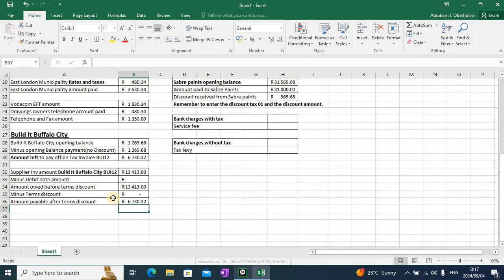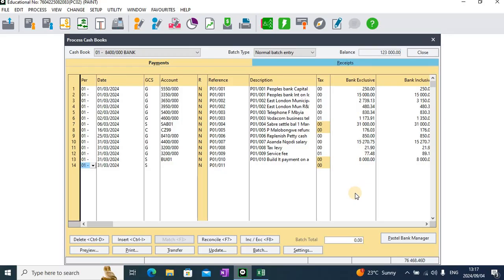Do not worry too much about this calculation for Build It Buffalo City. We are not going to process any discount for that transaction. Then we are going to finish off. It was P01010.